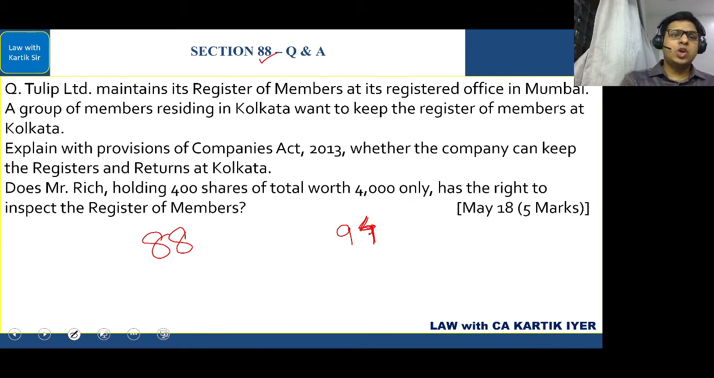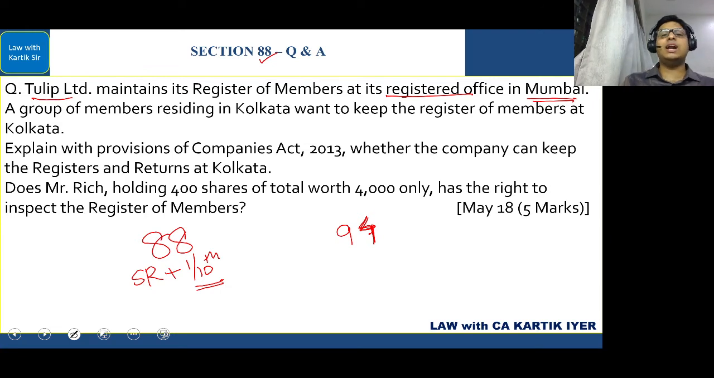Now see this. Tulip Limited has a registered office in Mumbai. See, ideally the register of members will be kept in the registered office of the company only. However, if these two conditions are fulfilled, it can be kept at some other city also. First of all, a special resolution has to be passed. Plus, 1/10 of our members should reside in that other city where we are intending to keep the register of members. So first of all, the company has to check whether in Kolkata 1/10 of the members are residing or not. Only if 1/10 of the members of the company are residing in Kolkata, the company can go ahead, pass a special resolution, and then keep the register of members in Kolkata. In that city, they can keep.